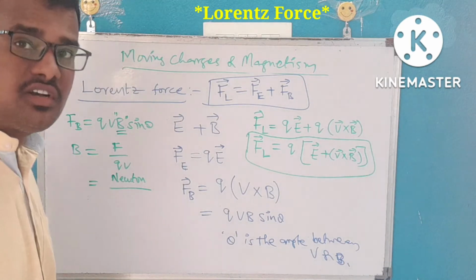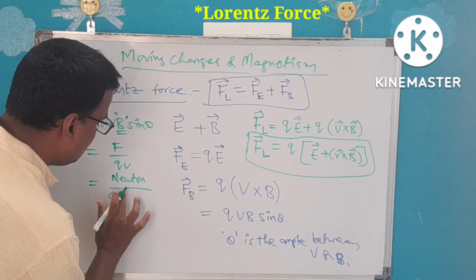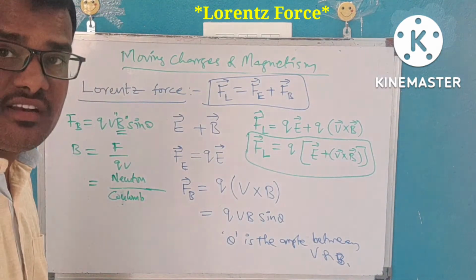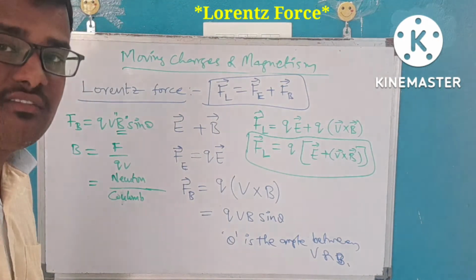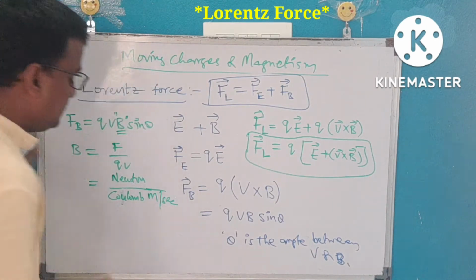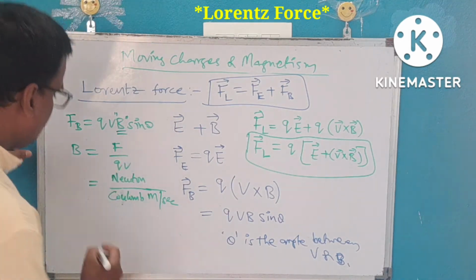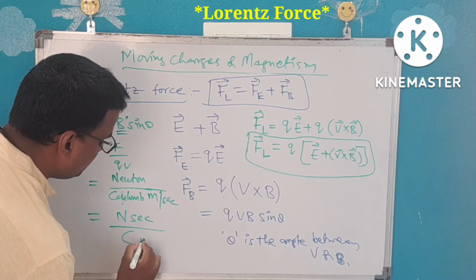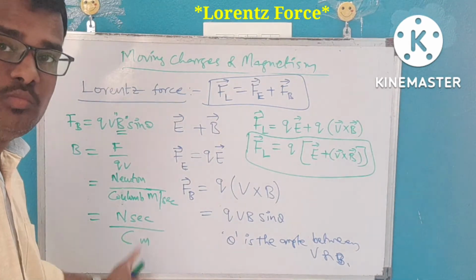Q is the charge. What are the units for charge? Coulombs. And V represents the velocity. What are the units for V? Meter per second. Here this second is again in the denominator, so it goes to the numerator. That's why the unit is Newton second by Coulomb meter.